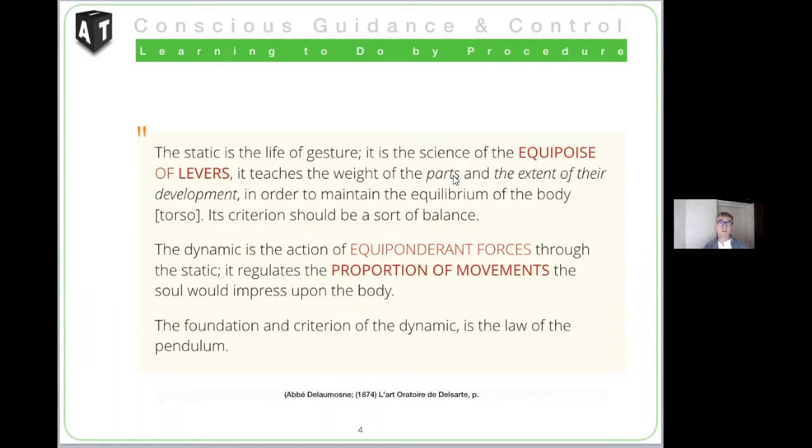So the criterion is a sort of balance, in the sense that we get this idea of equipoise. Equipoise. Poise means weight in French, and equi is equal. Equal force on both sides. This is of course the criterion of the balance. We must find ways to balance the movements of the levers.